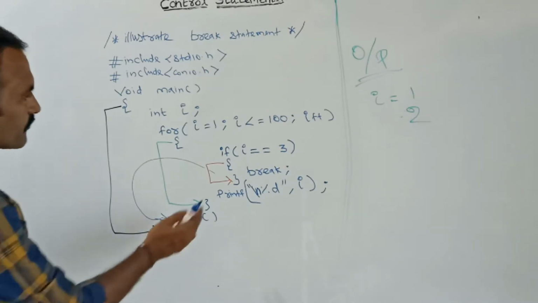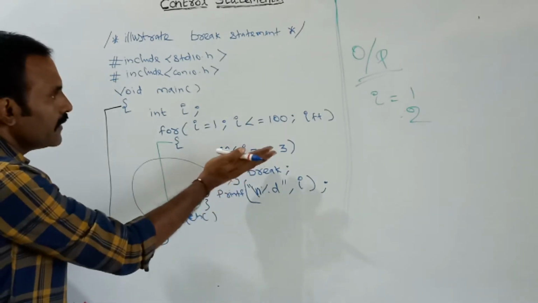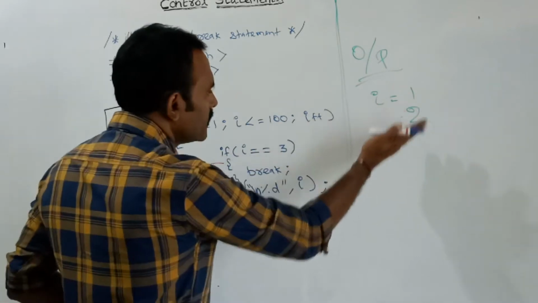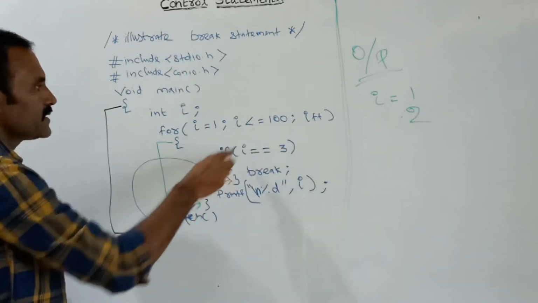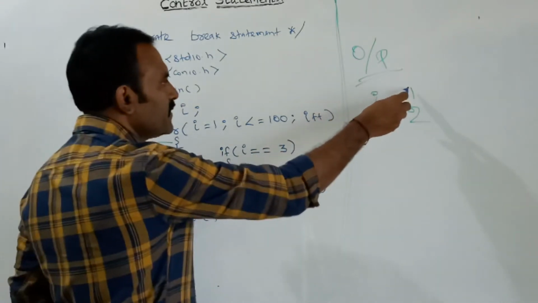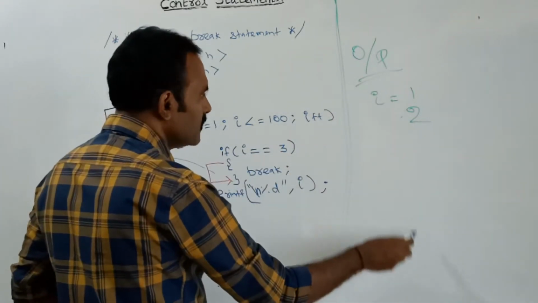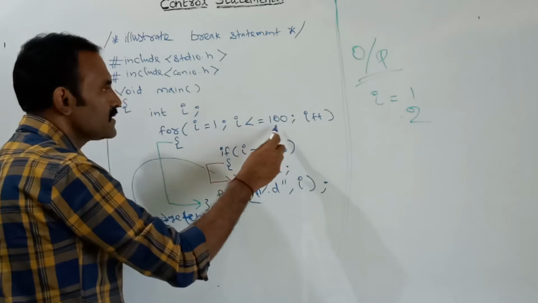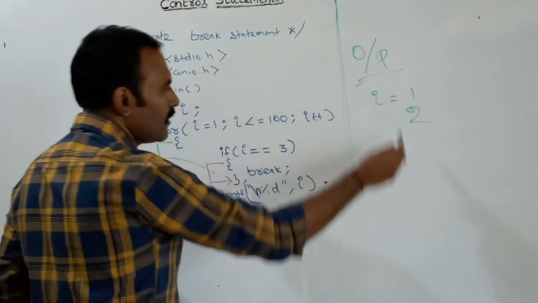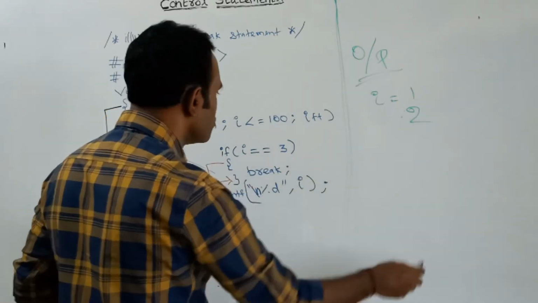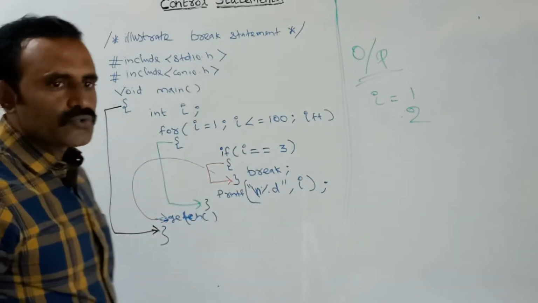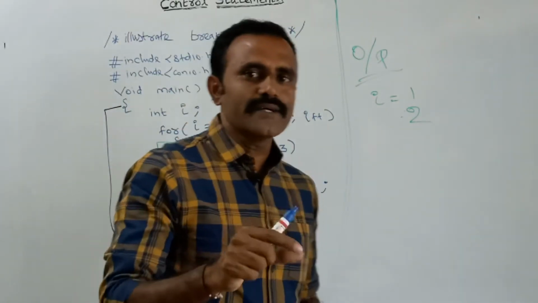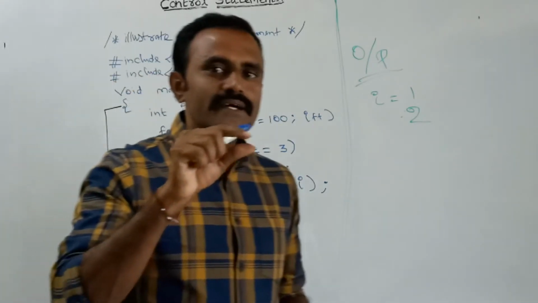So after the 2, the value will not be printed. Suppose you are not using this break statement, the value will be printed from 1 up to how much? The condition is up to 100 times. So up to 100 values it will be printed. Here I am using break at the 3rd iteration, so it stops the iteration when the value is 3.